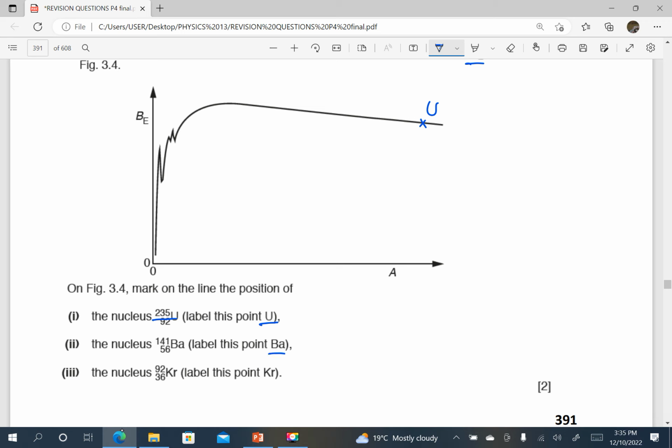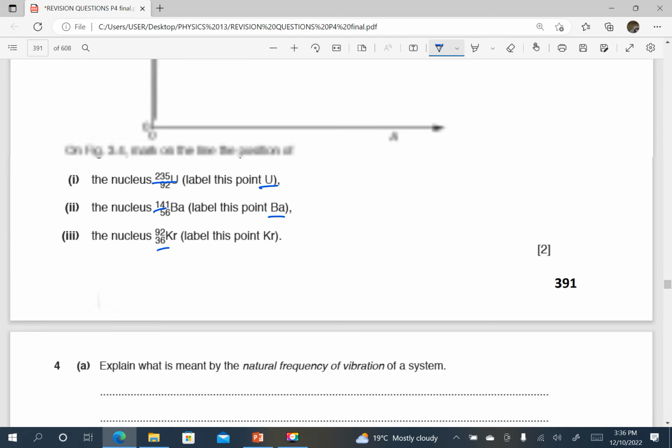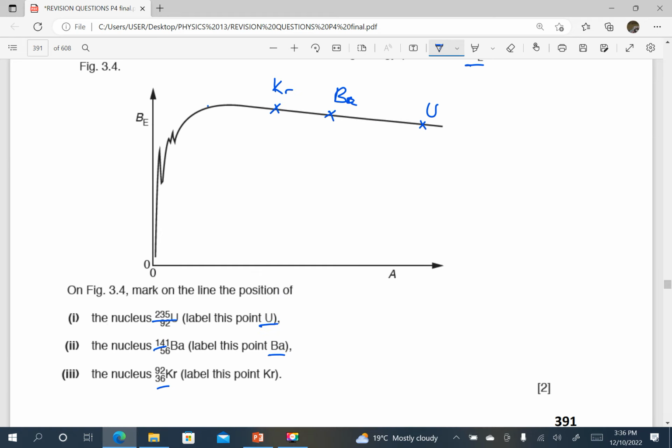Then barium 141, krypton 92. At the peak, remember we have iron, which is 56, so 92 could be somewhere here. So this is Kr. Then barium should be in between krypton and uranium, but 141 is very close to 92 than it is to 235. So barium will be closer to krypton than to uranium. So that is that question. So you should be able to do this. This is very easy. It's extremely easy.